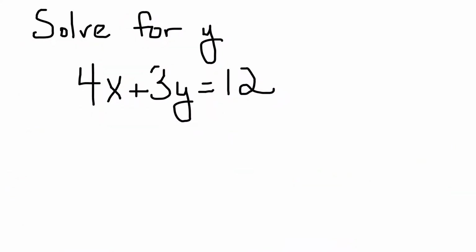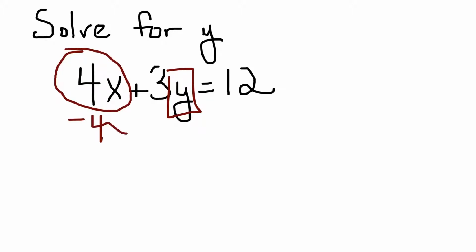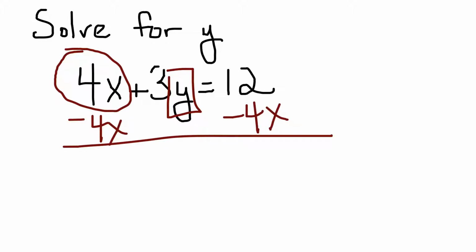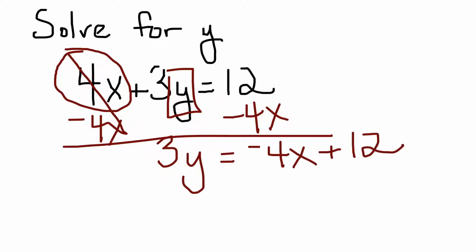All right, in this one I want to solve for y, so that means I've got to get this y all by itself. The first thing I'm going to do is move the entire quantity of 4x over. So to do that, I'm going to subtract 4x. Now note that I didn't divide by 4 because I'm not trying to split up the 4 and the x. I'm moving that whole clump of 4 and x. So I subtract that whole quantity of 4x. So this cancels out, and I end up with 3y equals negative 4x plus 12.